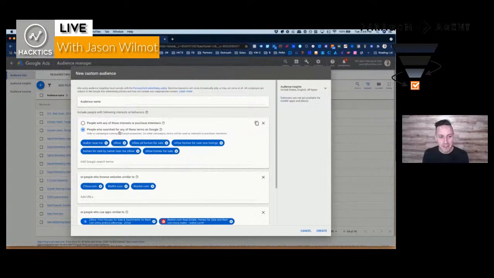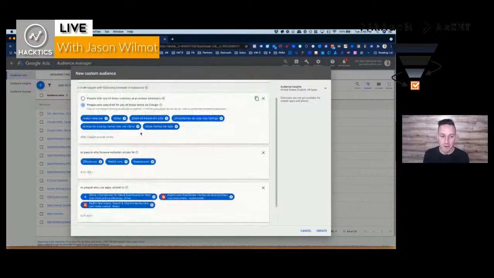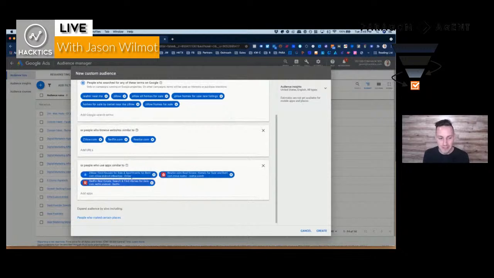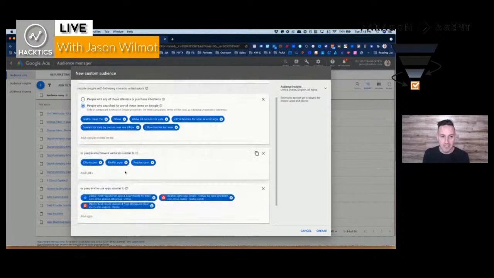So basically I can target people who type in certain queries like realtor near me, best real estate agent, Zillow homes for sale, all of this. This is what they're typing on Google, or these are the websites that they go to, or these are the apps that they're using, right? Let me say this one more time. We can literally put ads in front of folks who are typing specific keyword queries into Google, or people who are going to these websites, or people who are using these apps.